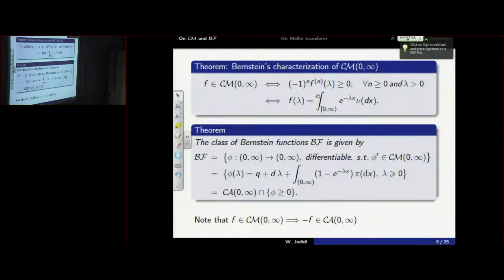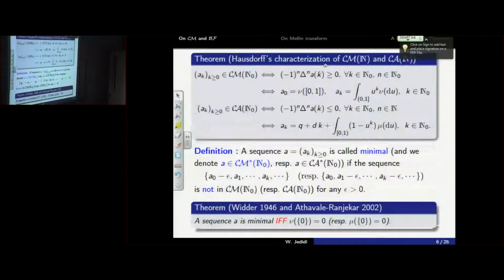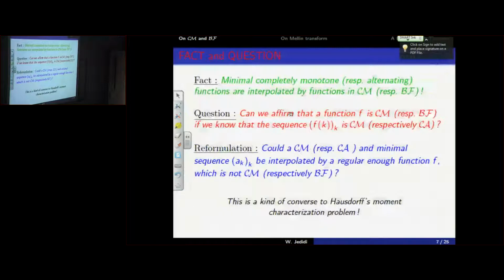You need some technicality, and it's not that direct. This is the Hausdorff characterization of completely monotone sequences. Any completely monotone sequence could be interpolated by a completely monotone function. Then the natural question is, if you start from a function and you know that the sequence a_k equals f of k is completely monotone, could you say that f as a function on R plus is completely monotone? You understand the point, I hope?